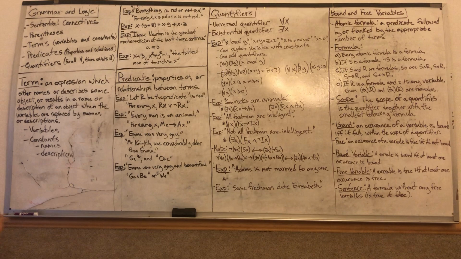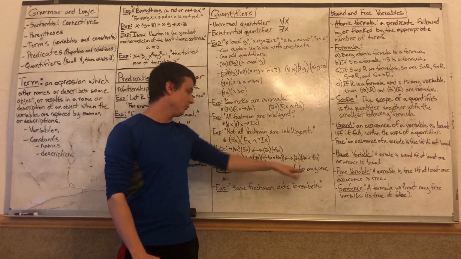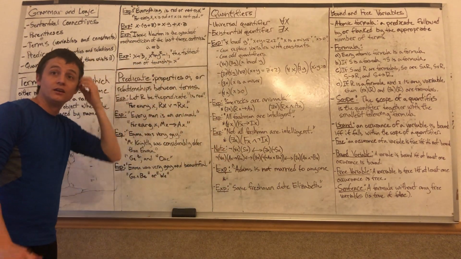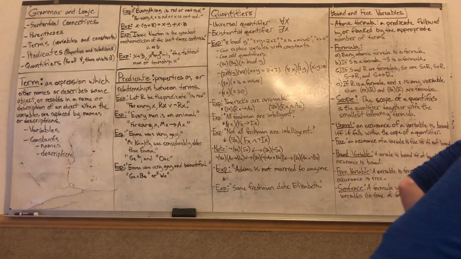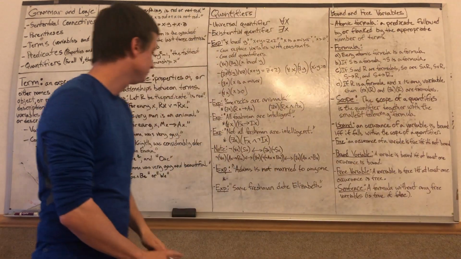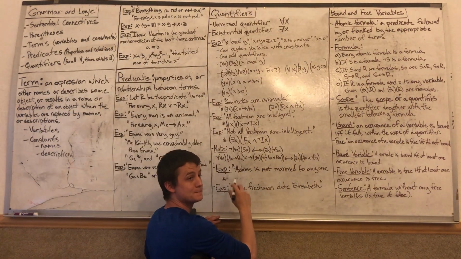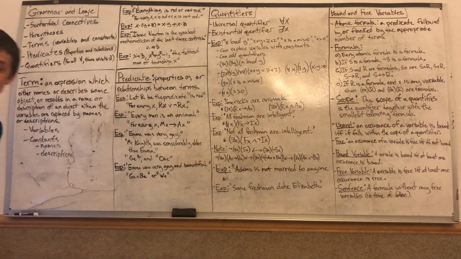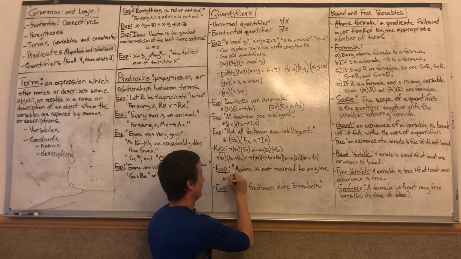So let's continue with some quantifiers. Now we're just going to do some statements. Let's symbolize some statements. Adams is not married to anyone. Adams is the last name. How do we symbolize this? There exists x such that Adams.